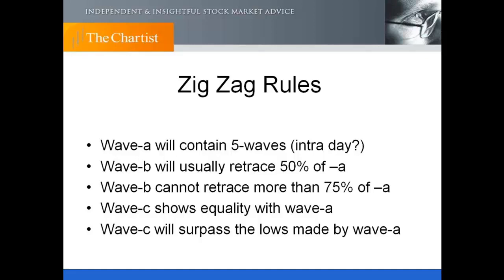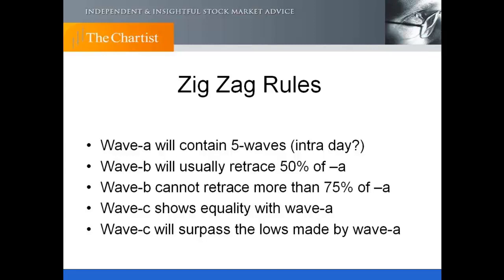So zigzag rules, or guidelines I should actually call them. Wave A is an impulse, okay? It should contain 5 waves, but wave A and wave C are always impulsive waves. They will tend to be quite clean and aggressive. You may not be able to see the 5 waves on an end-of-day chart. You may need to go down to an intraday chart to see those.